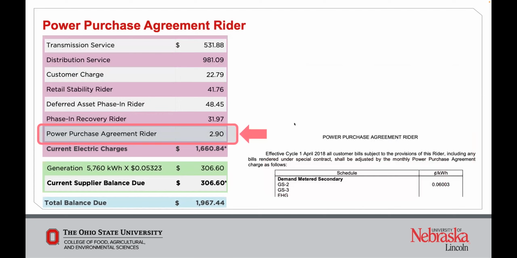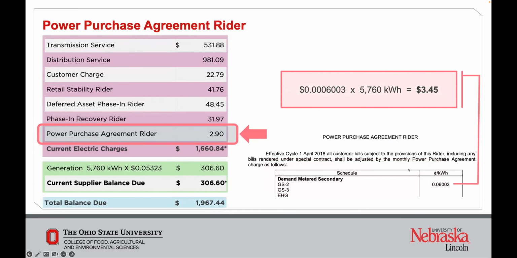Moving along, the power purchase agreement rider. We dive into this one and see that it is based on 0.06003 cents per kilowatt hour. And again, you really have to pay attention to your decimal places and whether it's dollars per kilowatt hour or cents per kilowatt hour, and pay attention to how you're moving that decimal place. But if we do the math here times our 5,670 kilowatt hours, you see we were at $3.45.